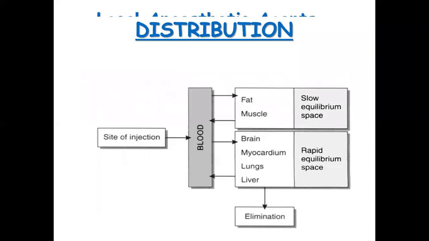How are they going to be distributed? They are going to be distributed, of course, through the blood. The organs of the body which have less blood supply, like fat and muscles, show very slow equilibrium of the drugs with the blood, while organs like brain, myocardium, lungs, and liver show very rapid equilibrium with the blood concentration of these agents.